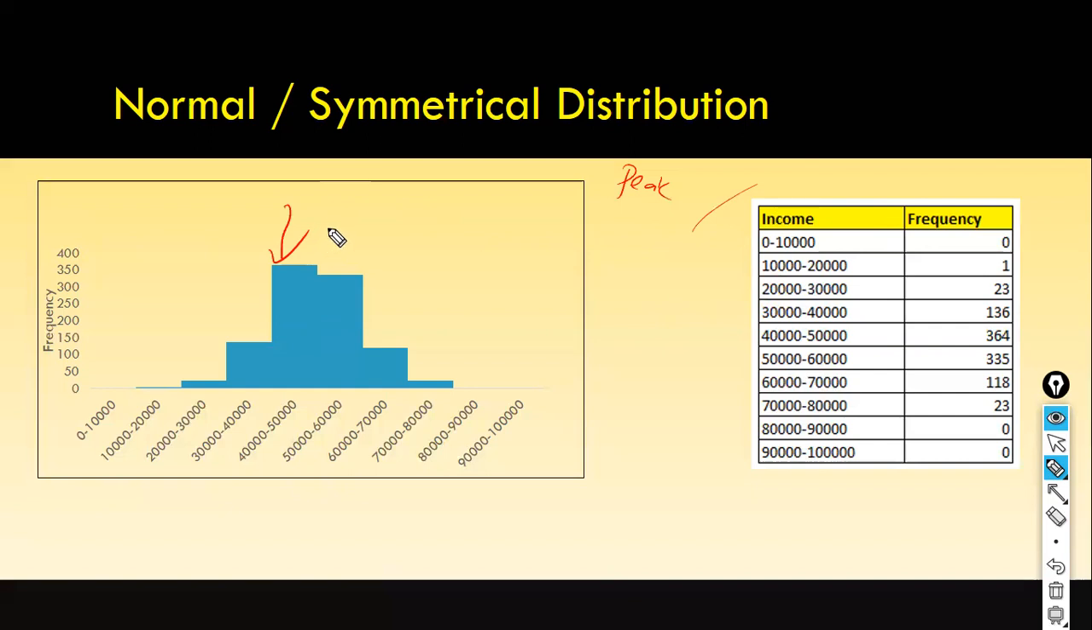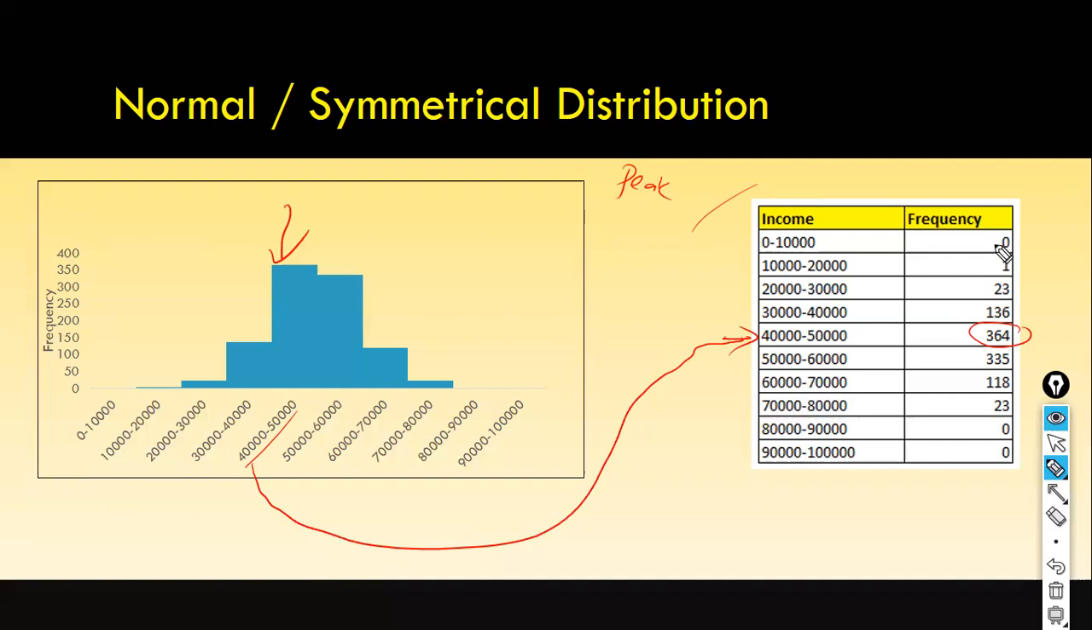The peak is at 40,000 to 50,000, so this is the most common income range. That is what I said. Look here, 364 employees are getting a salary of 40,000 to 50,000. With that, we can tell very clearly that the most common income ranges between 40,000 and 50,000.